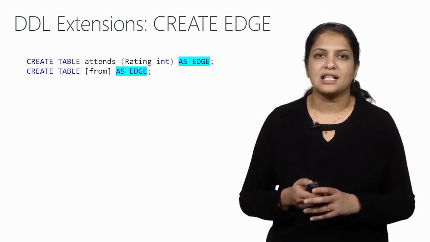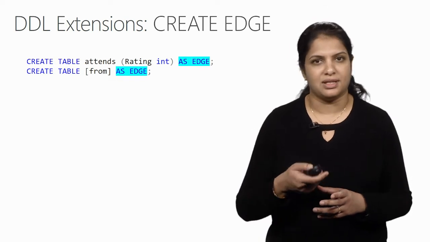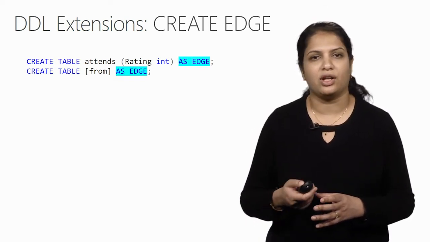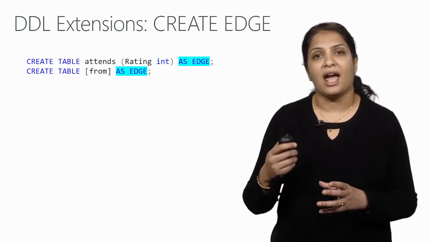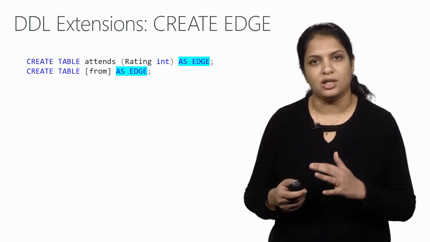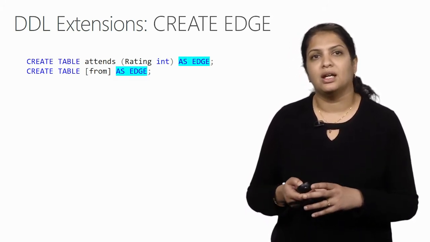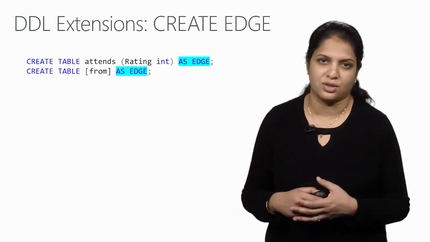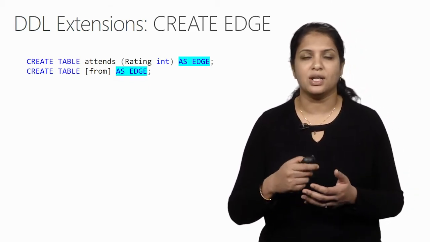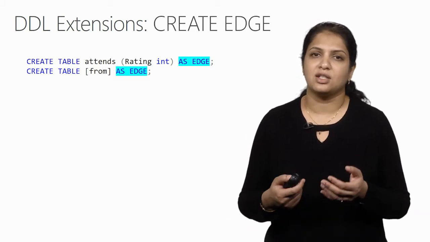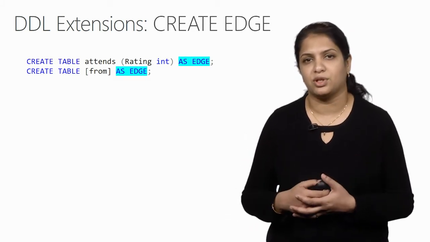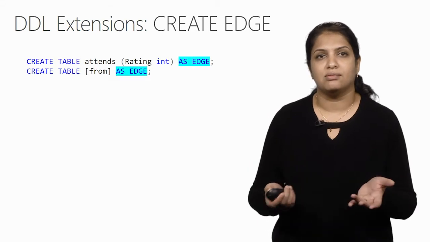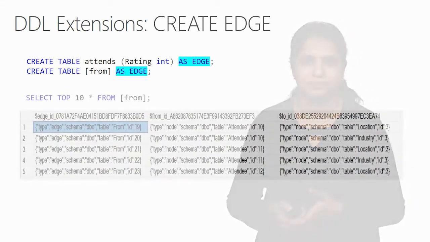Let's look at the syntax for create edge. It is again straightforward, just like creating a regular table. You just add the AS EDGE keyword in the end to create an edge table. And edges may or may not have any user-defined attributes associated to them. For example, here you can see that the from edge does not have any user-defined attribute associated to it. So it has no columns basically.